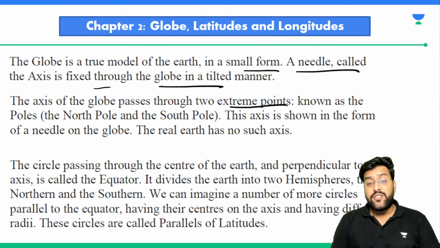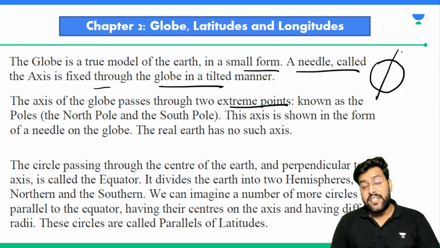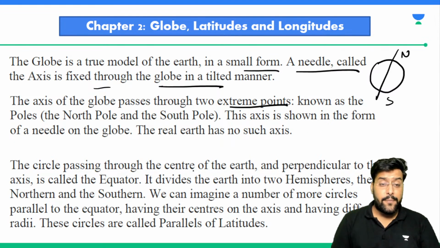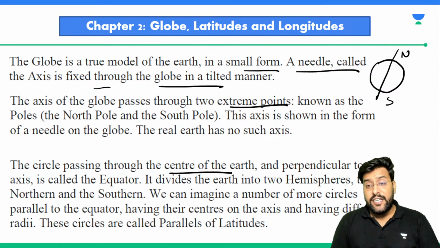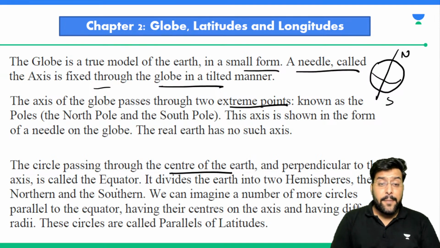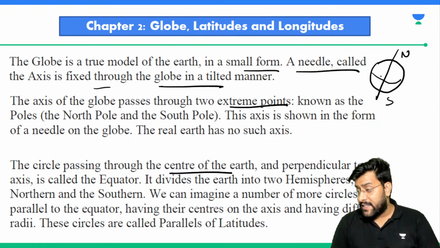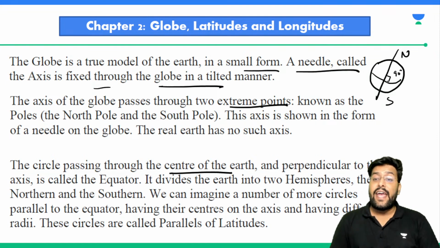The axis of the globe passes through two extreme points. One is the north pole, the other is the south pole. The circle passing through the center of the earth is perpendicular to this axis. This is the axis and it passes perpendicular, making a 90-degree angle with the equator. We call it the central line or the equator, 0 degree.